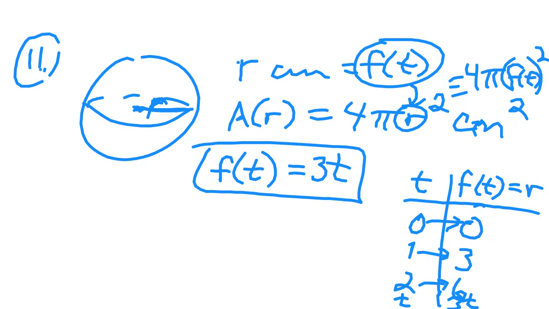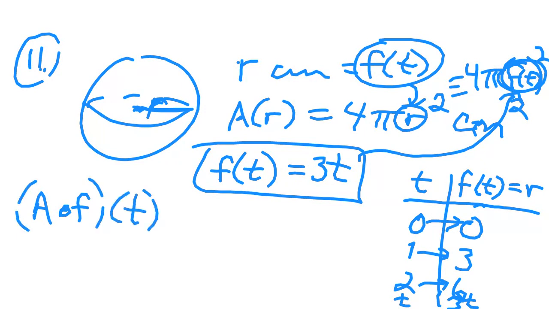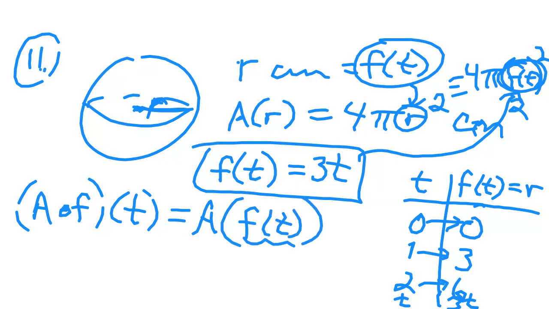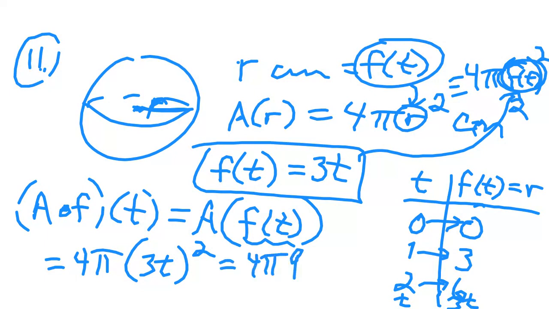Then I can plug that in right here. What it says is A composed with F, that little circle, evaluated at t is A evaluated at F of t. So we're plugging in F of t instead of r. This is 4 pi times 3t quantity squared, square centimeters. If I square the 3t, that's 9t squared, so it's 4 pi times 9t squared.